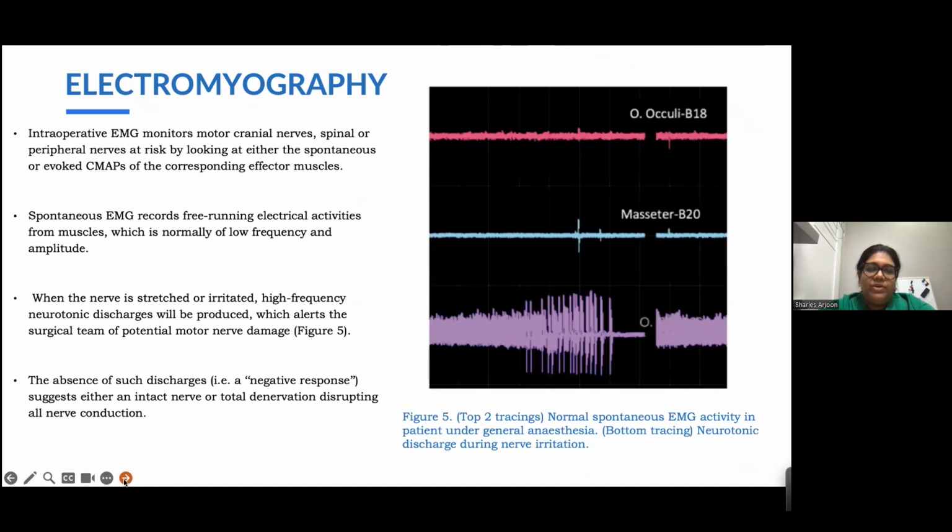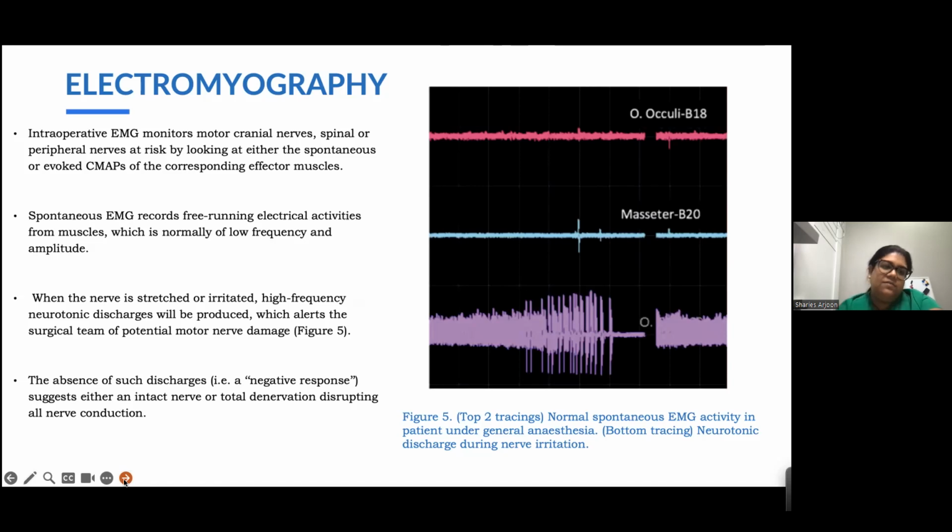Electromyography, or intraoperative EMG, monitors cranial nerves, spinal or peripheral nerves at risk by looking at either spontaneous or evoked CMAPs of the corresponding effector muscles. Spontaneous EMG records free-running electrical activities from muscles, which is normally of low frequency and amplitude. When the nerve is stretched or irritated, high-frequency neurotonic discharges will be produced, which alerts the surgical team of potential motor nerve damage, as we could see in Figure 5.